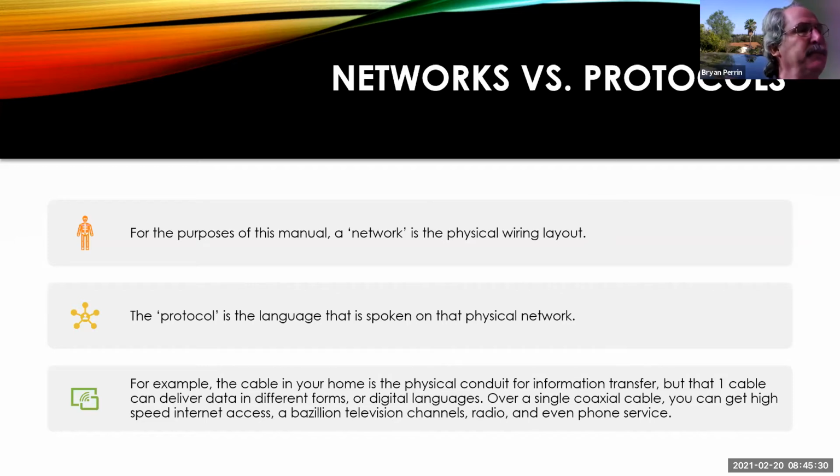So for example, the cable to your house is the physical conduit for information transfer, but one cable can deliver data in different forms or different digital languages over a single coaxial cable. You get high-speed internet, a bazillion television channels, radio, and phone service all through the same cable, right? I'm here talking to you guys, my wife's in there probably streaming a movie, and she may even talk on the phone, all through the same cable.